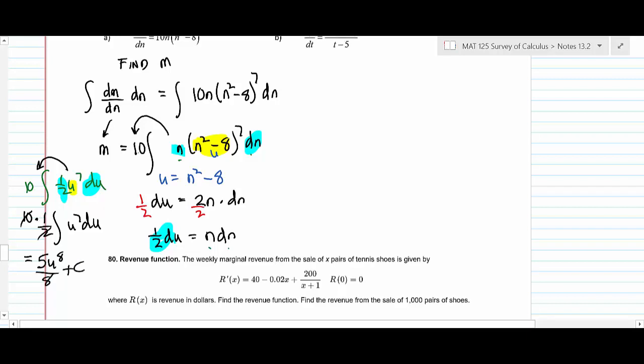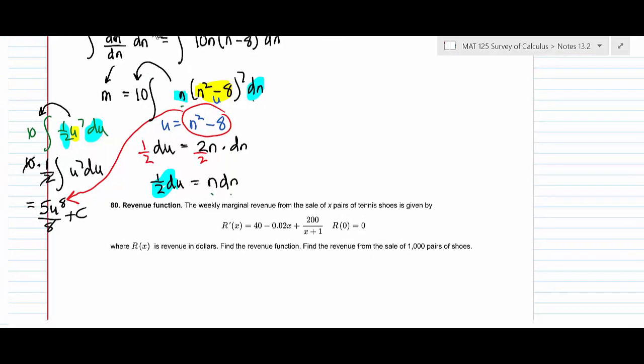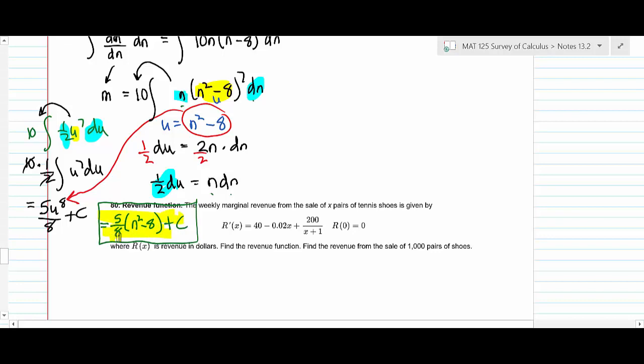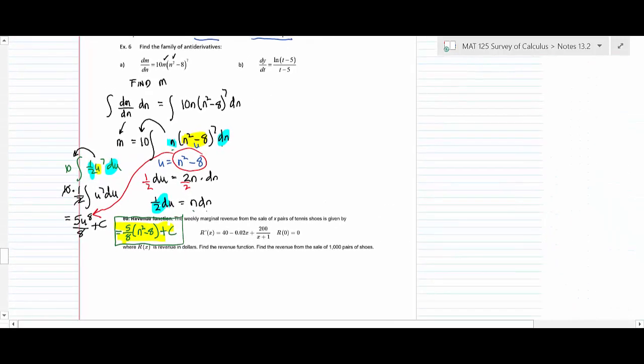Okay, but that's not the answer. What you got to do at the end is you got to plug this u back in. So that's going to plug back in there. And then the final answer, I'll just write this at the bottom because I'm running out of room here. So the final answer is going to be 5/8, and then I'm just going to plug the u in, which is n squared minus 8 plus c. Okay, that is the final official answer to that differential equation. And it was an integral, and it was a U-substitution integral.